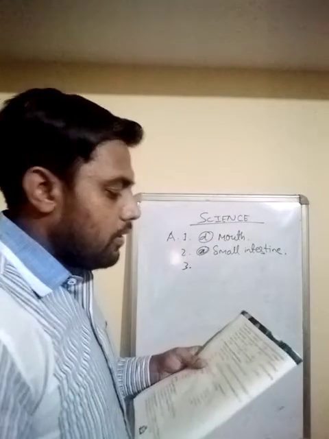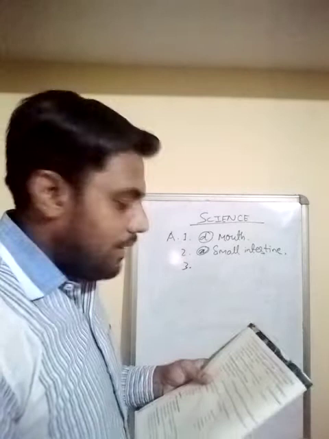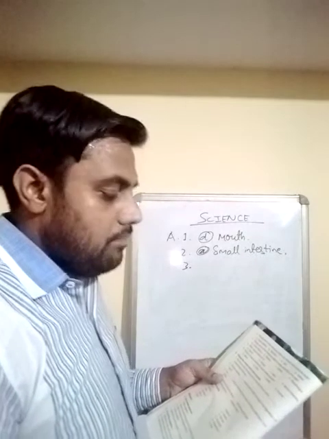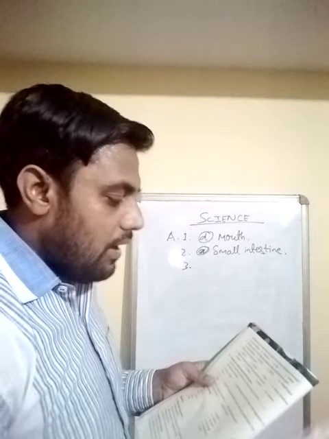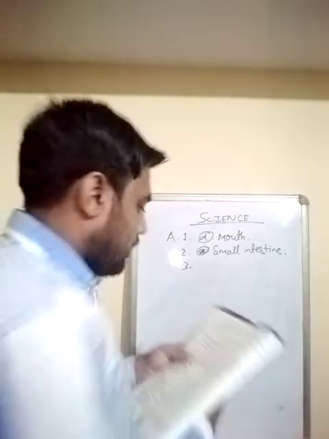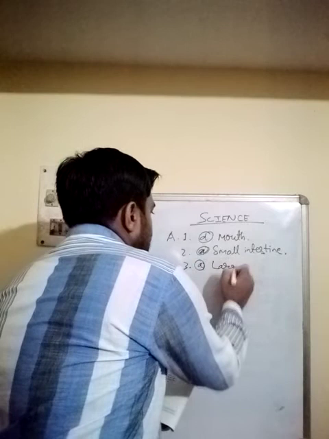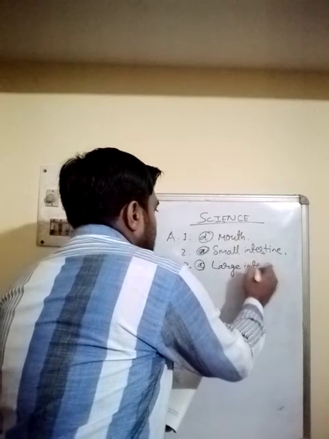Number 3, through which of the following organs is water absorbed by the body? Number A, large intestine. Number B, rectum. Number C, urethra. And number D, esophagus. Your correct answer is again option A, large intestine.